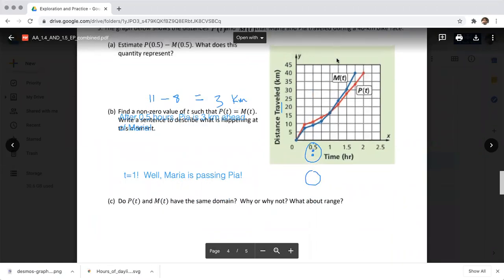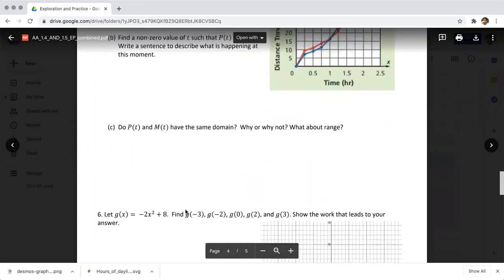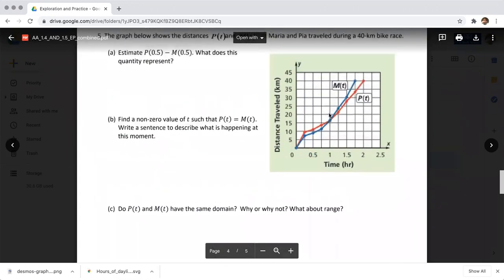And that relates to the question down here, right? I'll clear these again. The question right here, which is, do P of t and M of t have the same domain? Why or why not? What about range? Okay, so domain is going to be this. Let's see if my tablet's going to work here. But domain is this distance here. So it looks like Maria finished the race in 1.75 hours while it took Pia 2. So no, they do not have the same domain because Maria finished sooner than Pia. It took her less time. So I would say, nope.